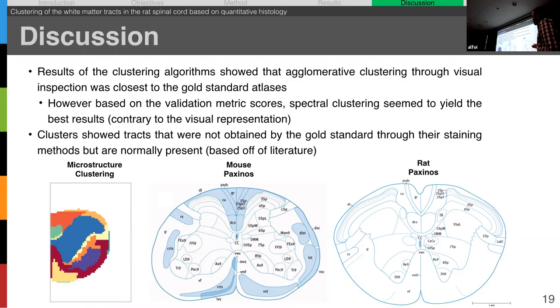So all of this here is the gray matter, and everything that's outside of this border is the white matter. In our clustering, it's pretty clear because the gray matter is just this entire blue block, and everything outside of that is the white matter. On the Paxinos, the white matter is white and blue. They're both white matter.